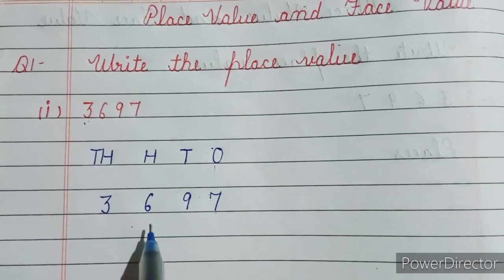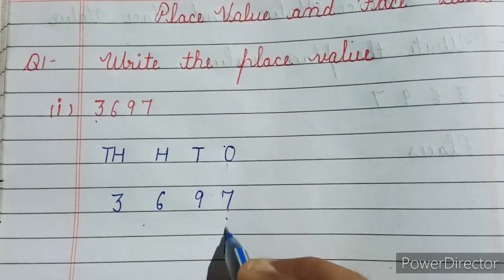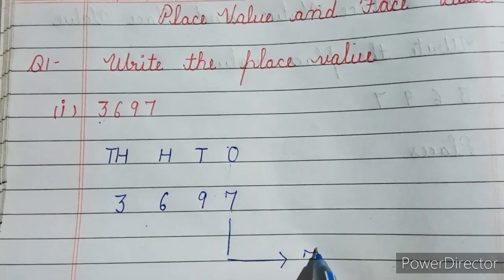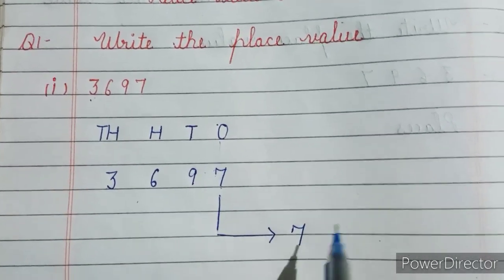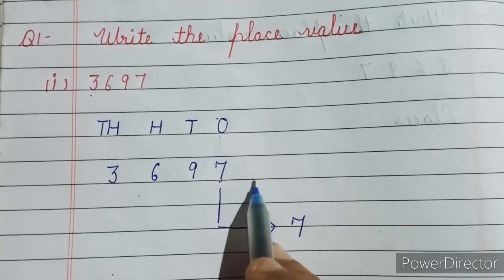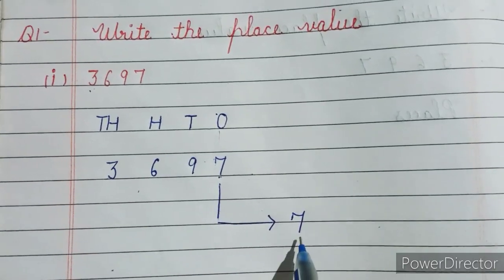The place value of 7 will be 7, because there is no number after this. So we will write 7 here.